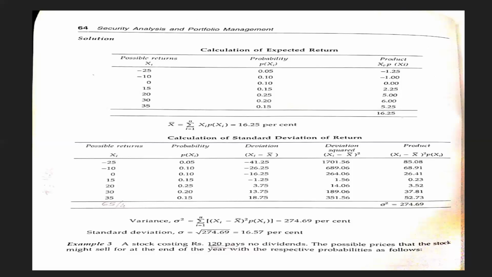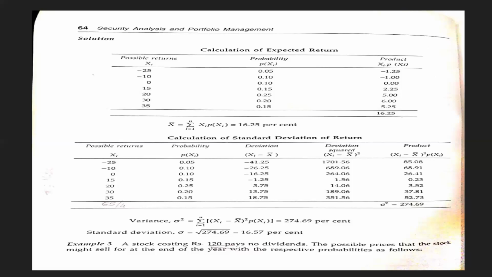The total is the sigma square or the variance value, which is 274.69. Variance also denotes risk, but you have been asked to calculate the standard deviation in the question. So to arrive at the standard deviation, find the root of 274, which is the root of the variance, and you will get 16.57% as the risk involved.